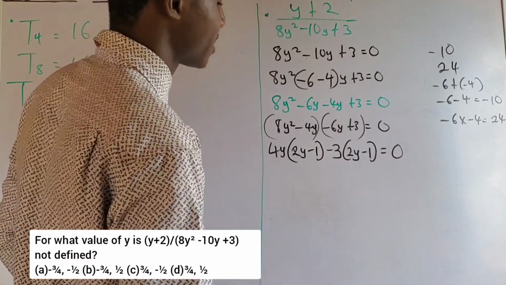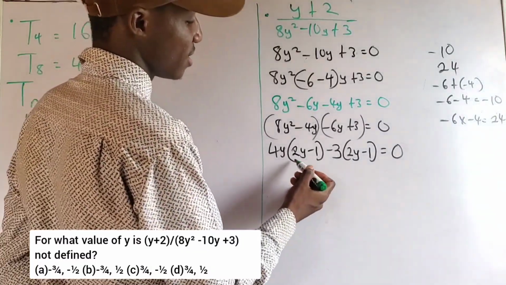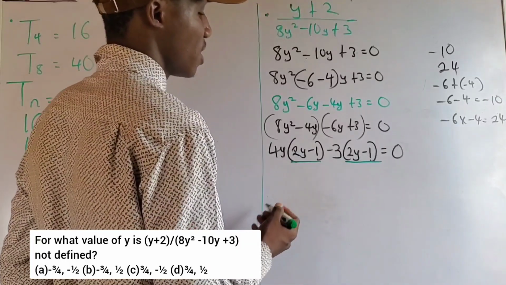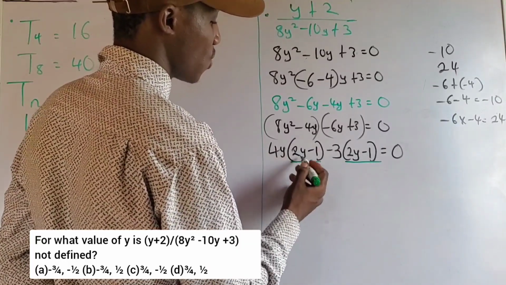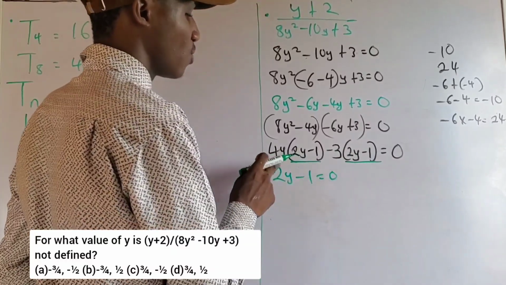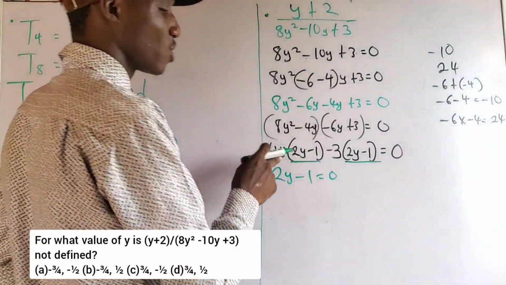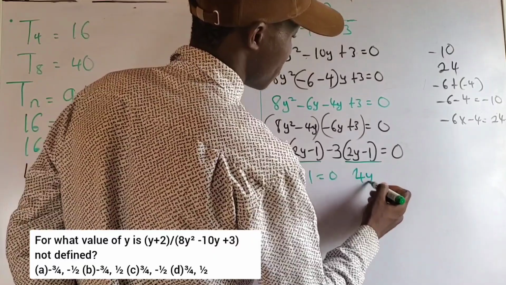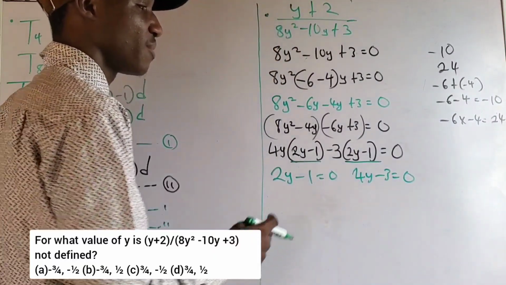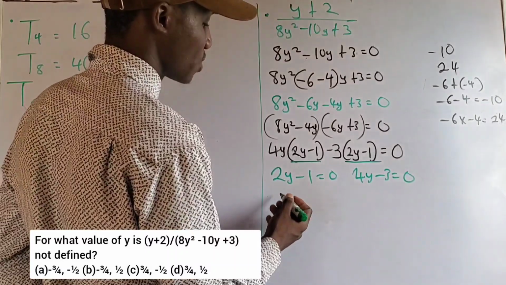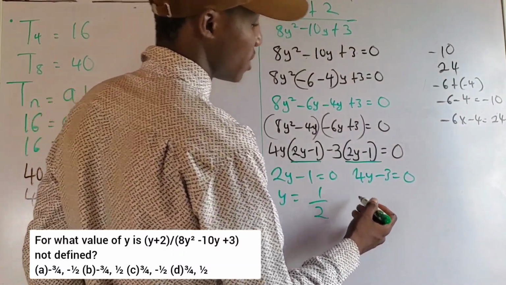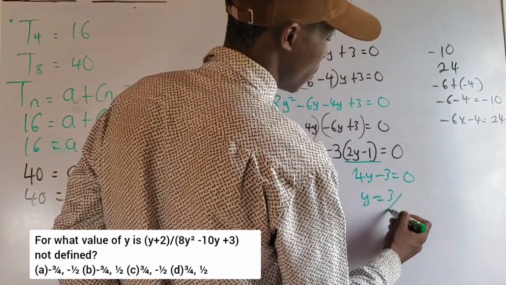Having gotten to this point, the next step is that you can see that the content in this bracket is the same as what we have here. So all you have to do is set 2y minus 1 equals 0, and what you have outside the bracket as well, set it equal to 0. So I'm going to have 4y minus 3 equals 0. Now make y the subject of the relation in each of these linear equations. So I'm going to have y equals 1 over 2, and for this, y equals 3 over 4.